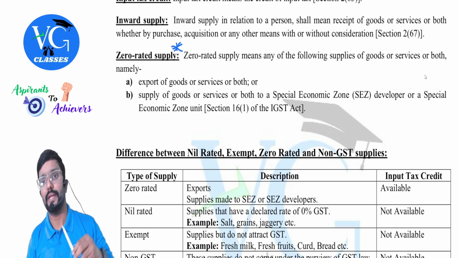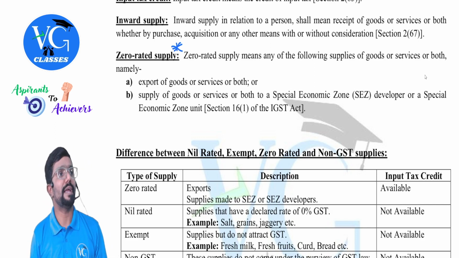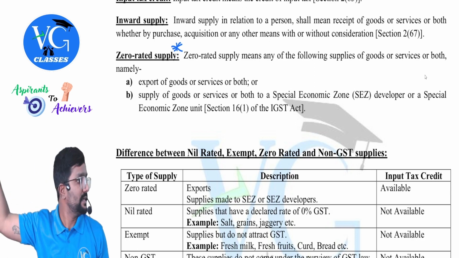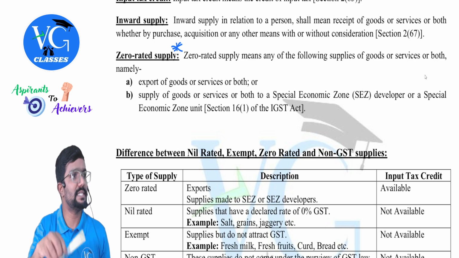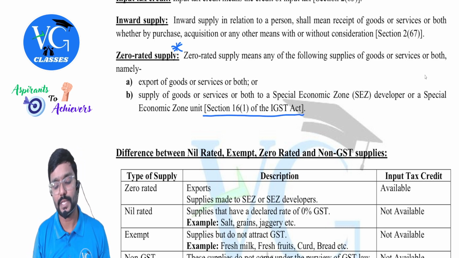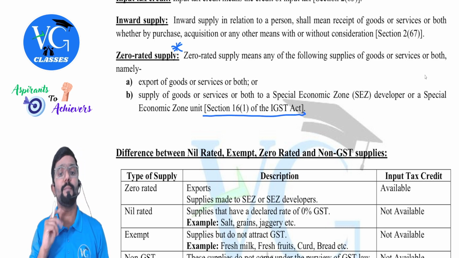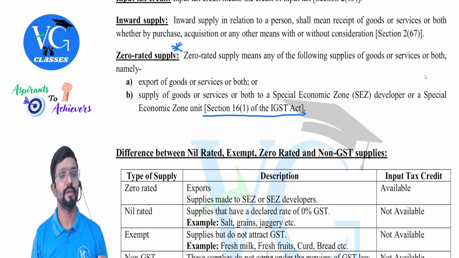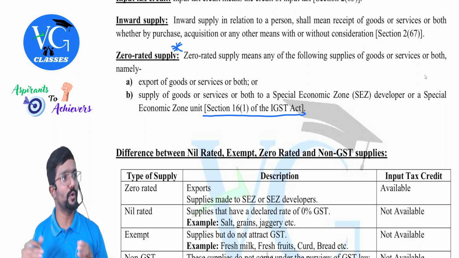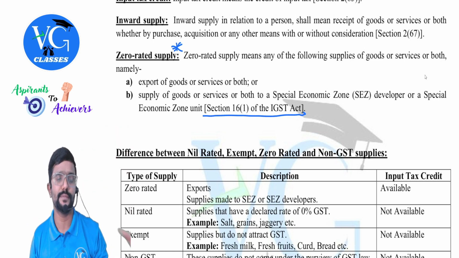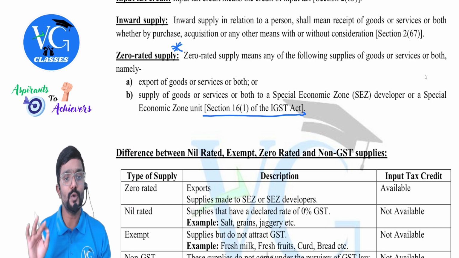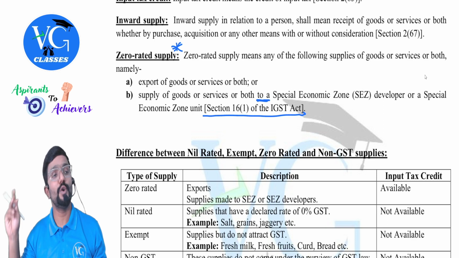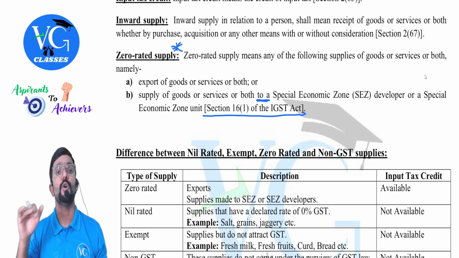Zero rated supply. Where is it defined? In section 16 of the IGST Act. What is zero rated supply? Zero rated supply means any of the following supplies of goods or services or both, namely export of goods or services or both. Okay, export is always zero rated. And also supply of goods or services or both to a special economic zone developer or a special economic zone unit.